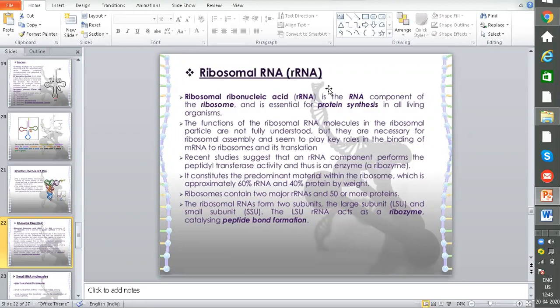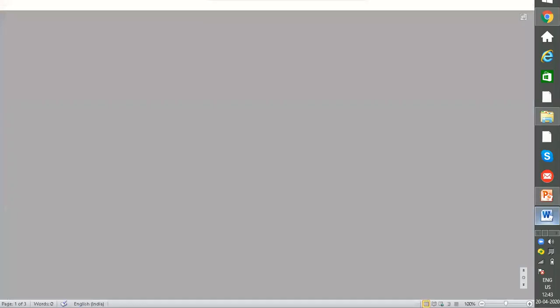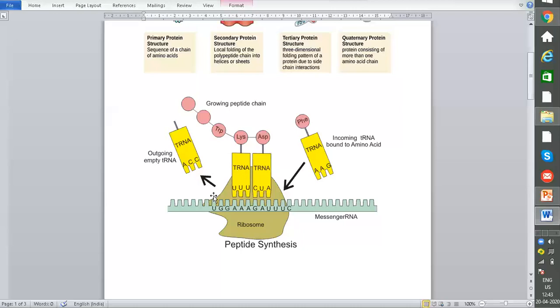This ribosomal RNA has two sites: one is the large subunit and the other is the SSU, the small subunit. This is the large place of the ribosome, this is the large subunit, and this is the small place. This is called the small subunit, SSU. This is the large unit. So the ribosome has a large part and a small part.